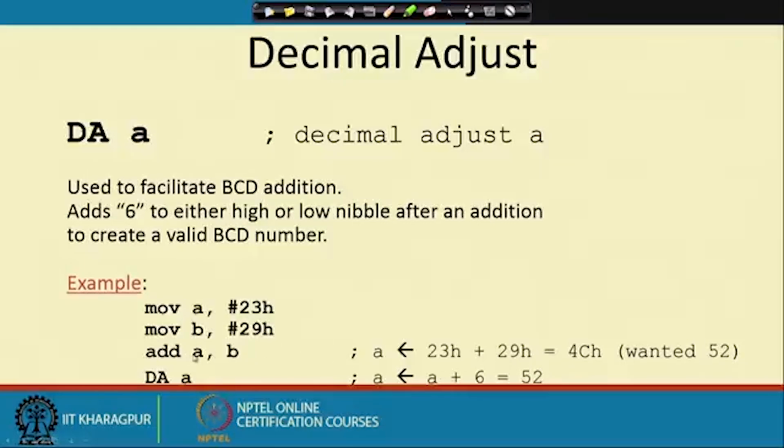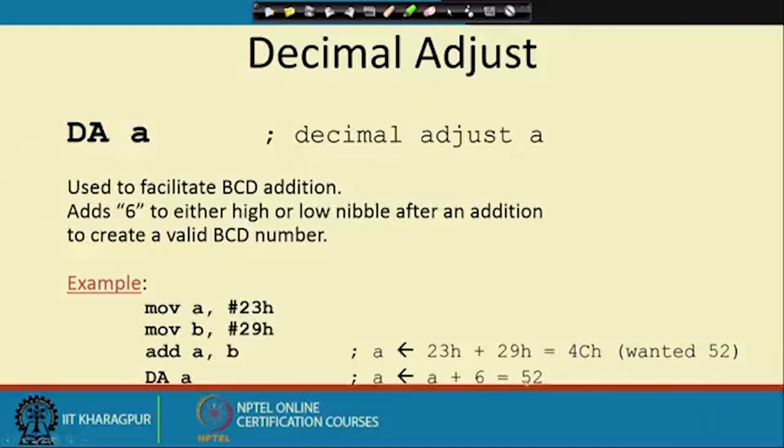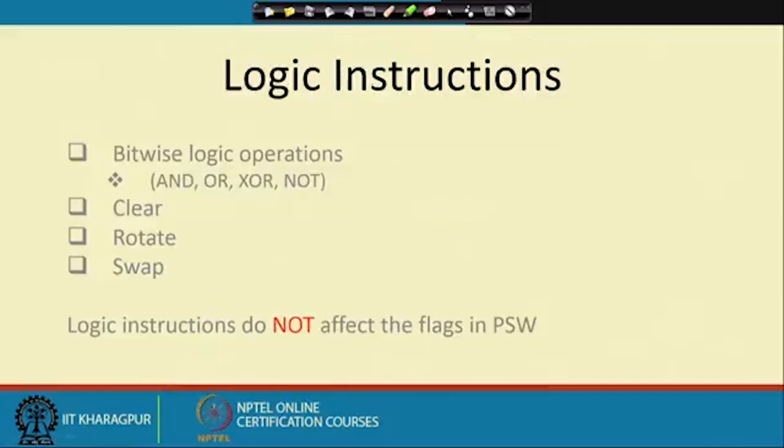But if you do a normal addition operation, ADD AB, it will give us 4C hex. As we know, for conversion from the hexadecimal number to the corresponding BCD number, we have to add 6 to the lower order nibble after the addition. So 6 is added, A equals A plus 6, and the number goes from 4C to 52. That way we can do this decimal adjust instruction for converting into a BCD number.